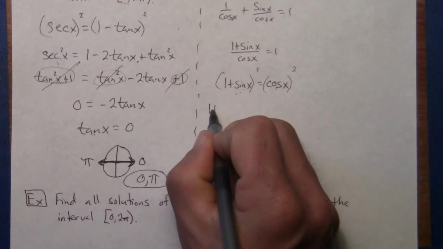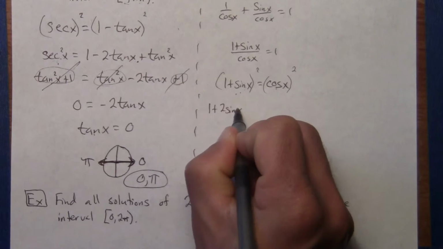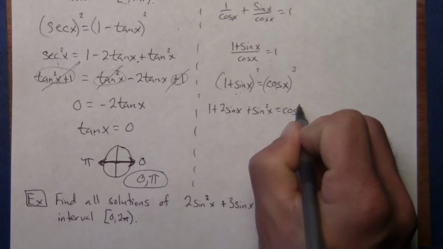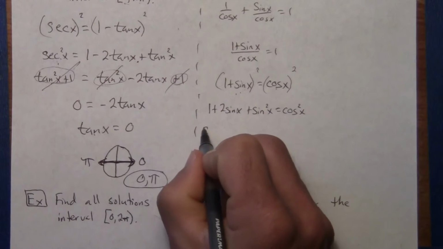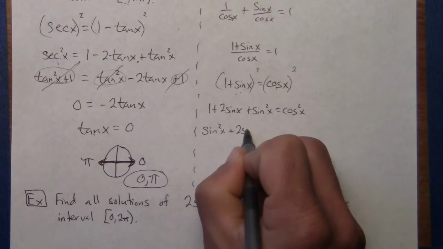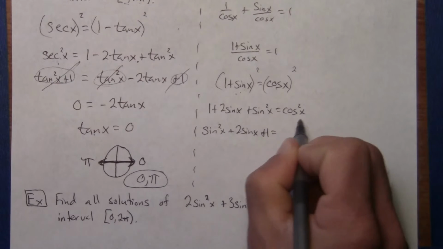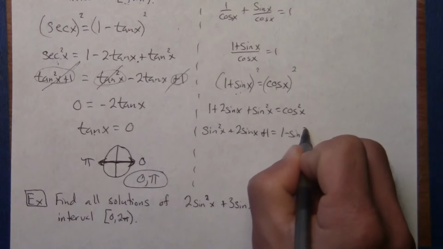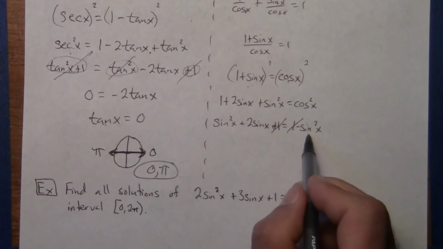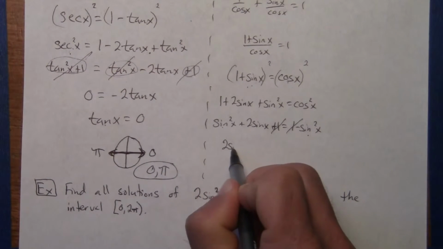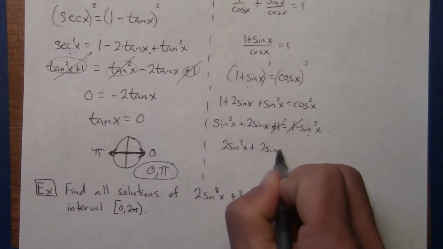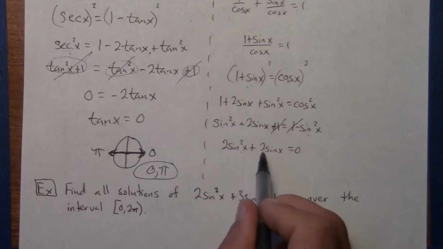Alright, that's going to give me 1 plus 2 sine x plus sine squared x is equal to cosine squared x. I always write it in standard form, I guess. Right side, that would change into 1 minus sine squared x. The 1's, if I subtract 1 from both sides, they will cancel. If I add sine squared x to both sides, I get 2 sine squared x plus 2 sine x equals 0.